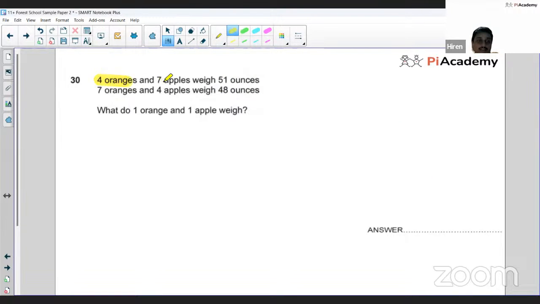4 oranges and 7 apples weigh 51 ounces. In the same way, the other line is 7 oranges and 4 apples weigh 48 ounces, okay? So the thing is, we have to figure out what 1 orange and 1 apple weigh. And here you go, you have 1 minute to solve this question. Once you solve this, let me know your answer.